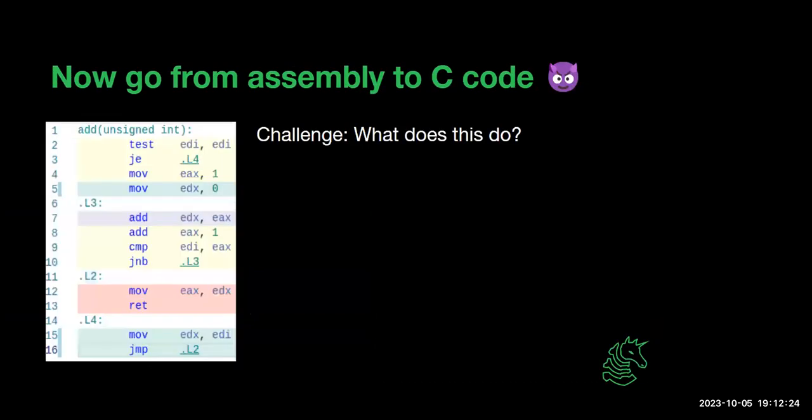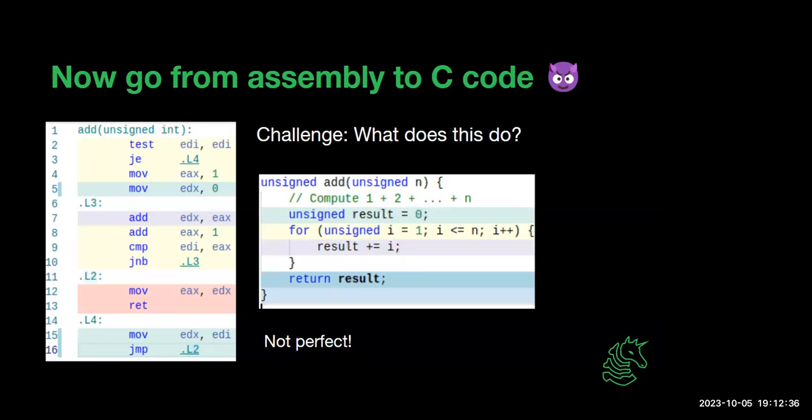Now I have a challenge for you guys. Can you go from assembly to C code? Raise your hand if you know what it does. I'll give you guys a couple seconds. Yeah, it's pretty hard. This is a very hard process. This is why we have tools like Ghidra. It's really hard to go back from assembly to C code.